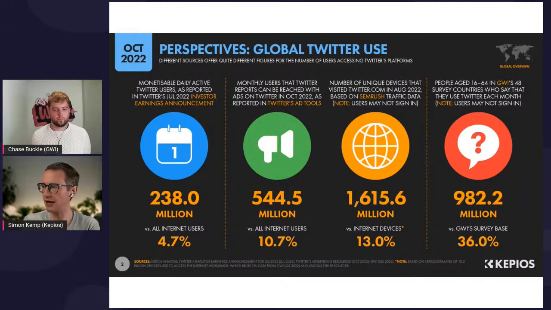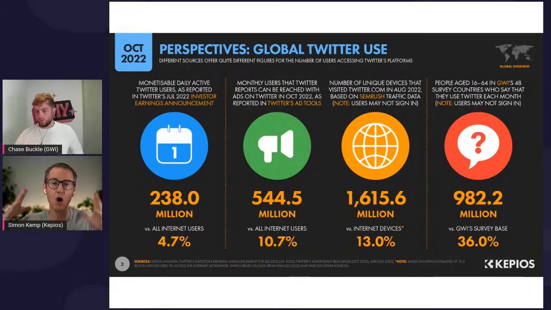And then finally, on the right-hand side, this is the number from the GWI survey. This is based on asking people across the entirety of the GWI survey base whether they use Twitter, regardless of whether they sign in, regardless of how they use it. And again, that's a big, hefty figure compared to even the first two. So even in response to what seems like an incredibly straightforward question of how many people use Twitter, each of these numbers is a perfectly valid number, and none of them is wrong or right. They're just different responses to how you want to cut that data.